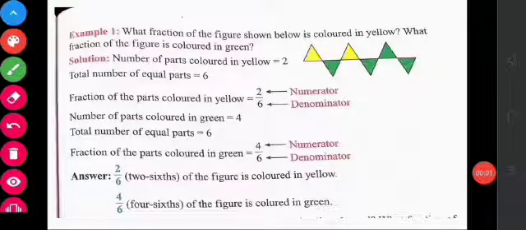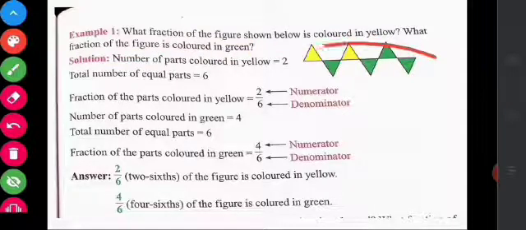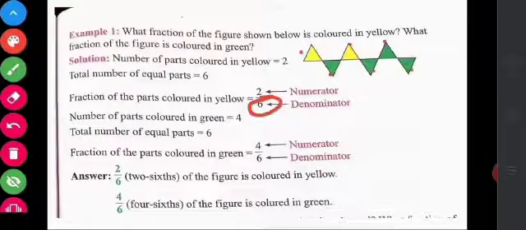See the example, children. What fraction of the figure shown below is colored in yellow? What fraction of the figure is colored in green? See the figure. How many parts are colored in yellow? 1, 2. So write 2 in the numerator. How many equal parts? 1, 2, 3, 4, 5, 6. 6 equal parts. So write 6 in the denominator. That is 2/6. The fraction of the parts colored in yellow is 2/6.